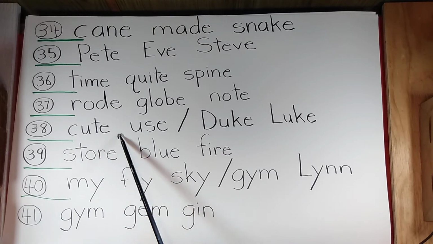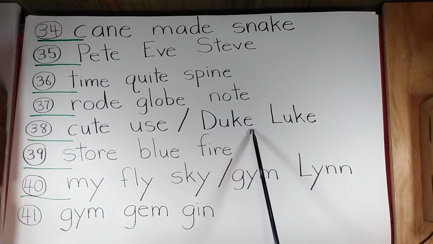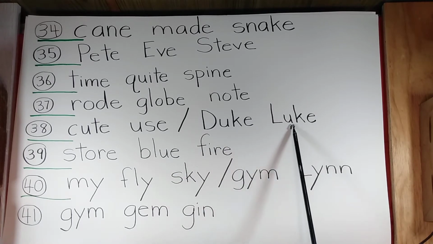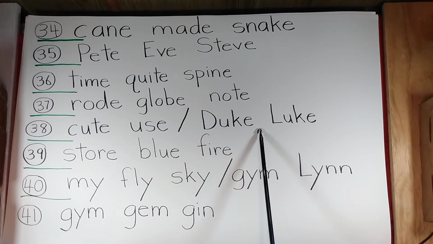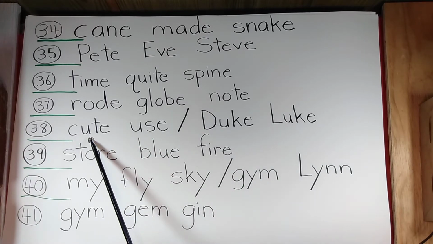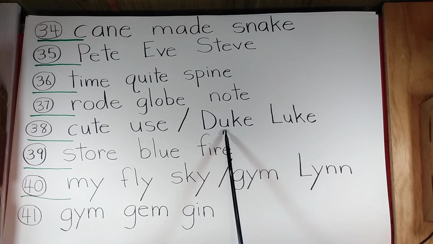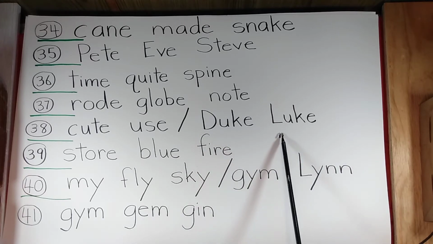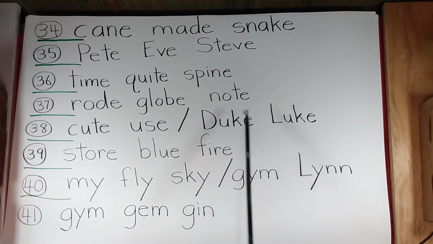cute, use, Duke, Luke. The reason we have two sections is because U, long U, can sound like you as in cute or use, but it can also sound like oo as in Duke and Luke. We don't say Diuk or Liuk. So there's two different sounds for the long U. Students need to know that.